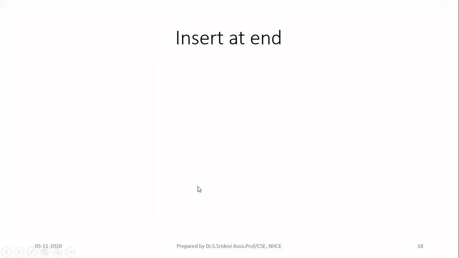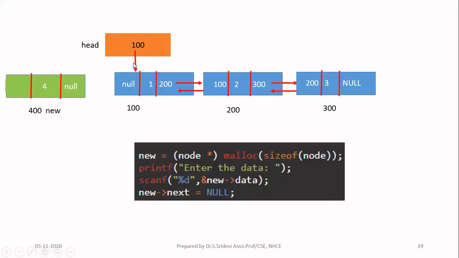Now let us focus on insert at end. So in insert at end, your linked list is like this. You have to insert the new node at the end of the linked list. That means it will come here. Since this is at the end of the linked list, it will not have any next node. So I am going to store null in the next field of the new node.